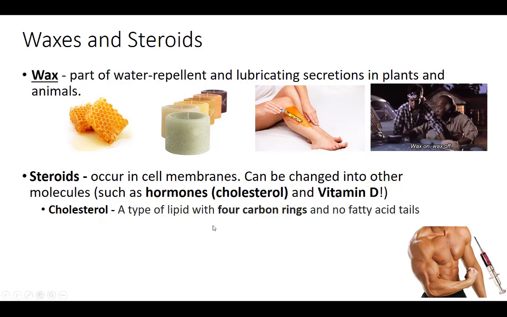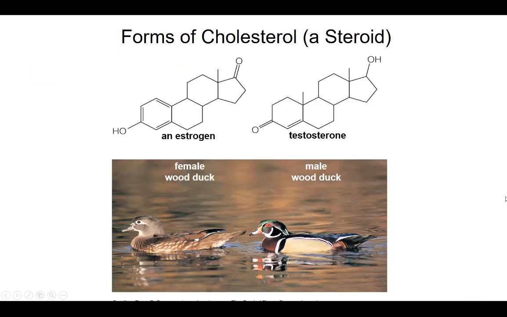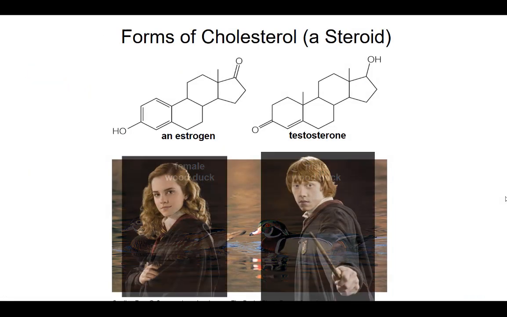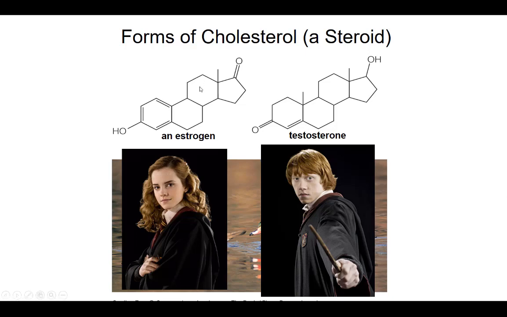So cholesterol, which is a type of lipid, it's specific in that it doesn't have tails. This actually has 4 carbon rings and no fatty acid tails. So here's a little diagram of what they look like. For us, here's a better example of estrogen and testosterone. Here's the ring, here's a ring, here's a ring, here's a ring. That's 4 carbon rings, but there's no tails.